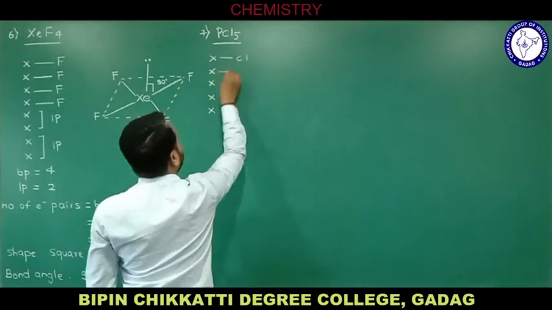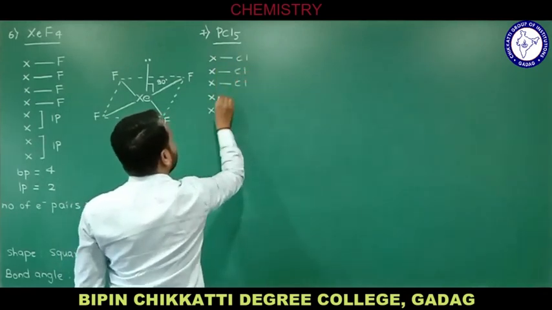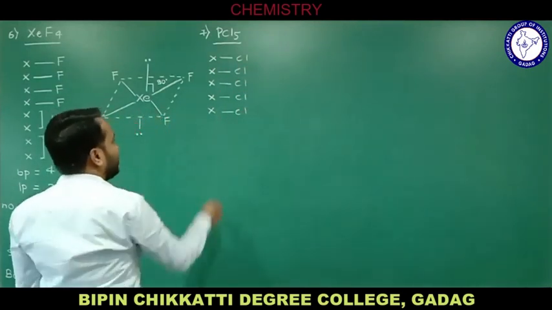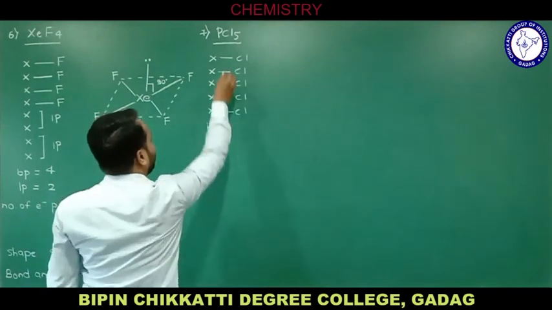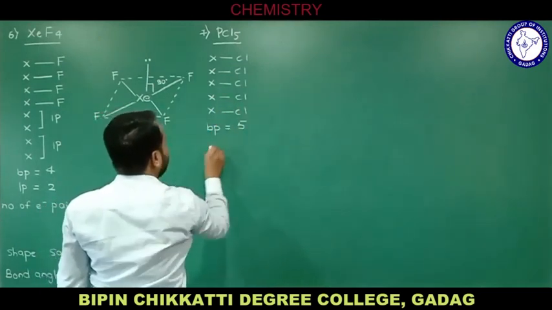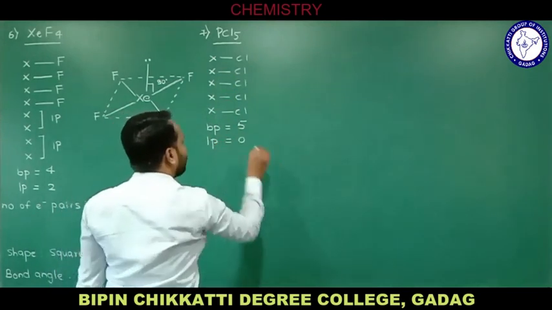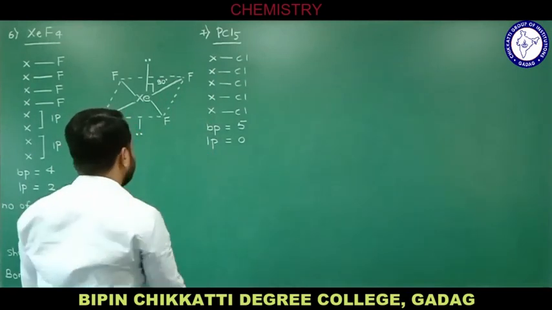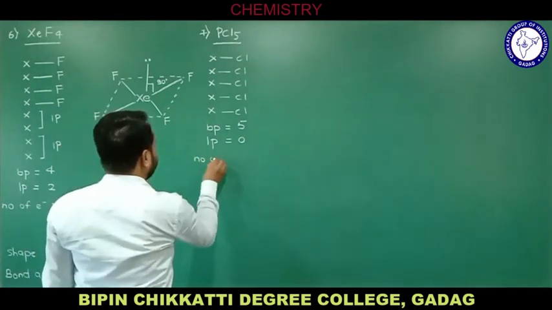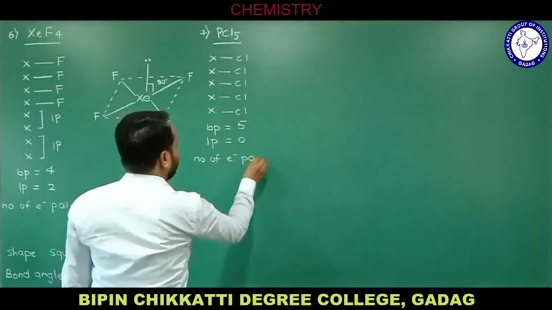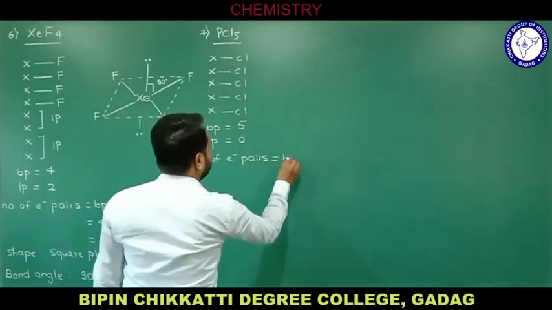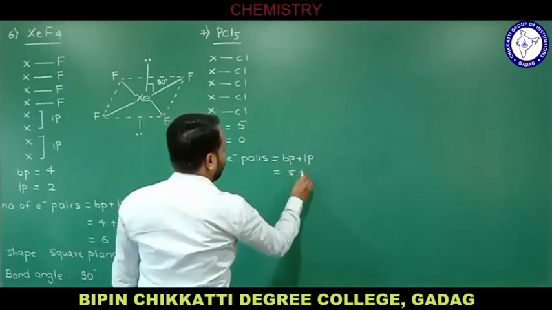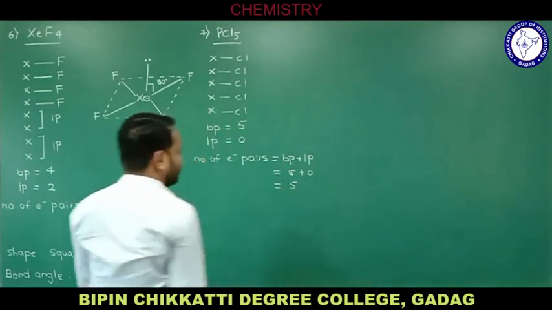So there is mutual sharing of electrons, 1 from the phosphorus and 1 from the chlorine. So 5 Cl are going to be mutually shared, and we will see the number of bond pairs. The number of bond pairs, shared pairs of electrons, will be 5, and the number of lone pairs of electrons is 0. We don't have any electrons left without bond formation. Now we will see the number of electron pairs, that is the sum of bond pairs plus lone pairs. Bond pairs will be 5 and lone pairs will be 0. Therefore, the number of electron pairs will be 5.